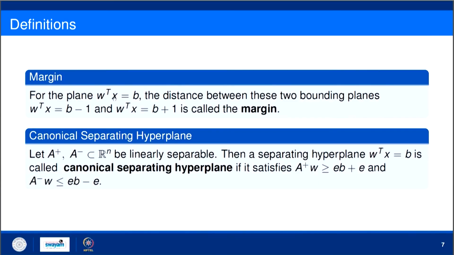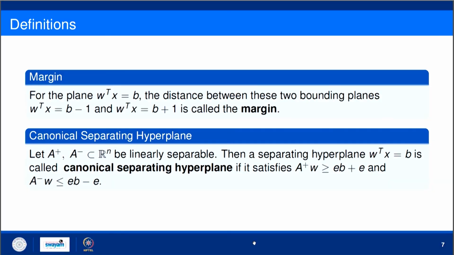Now, we have some basic definitions. The first definition is margin. What do you mean by margin? For a plane W transpose x equal to B, the distance between these two bounding planes, W transpose x equal to B minus 1 and W transpose x equal to B plus 1, is called the margin, the distance between these two bounding planes.